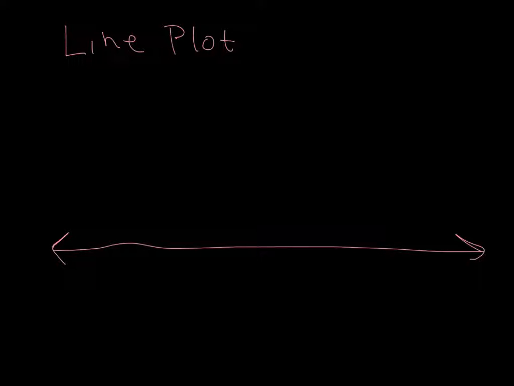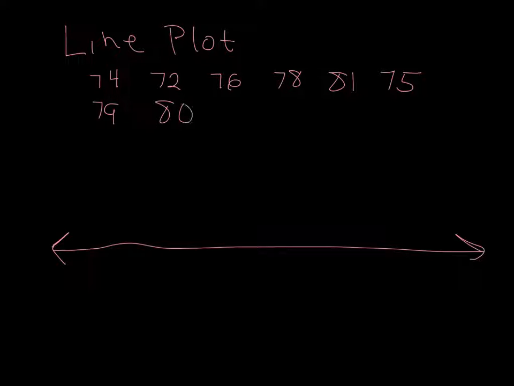So let's take a look at a particular example. We have a set of data from a university basketball team, and we look at the height in inches of the members of the team. We have someone who's 74 inches tall, we have 72, 76, 78, 81, 75, 79, 80, 79, 83, 77, 76, 79, 72.